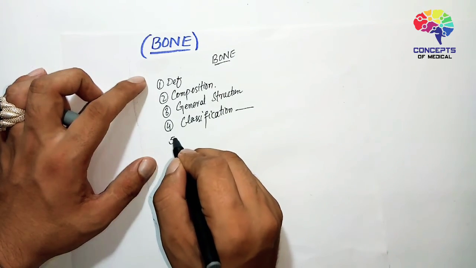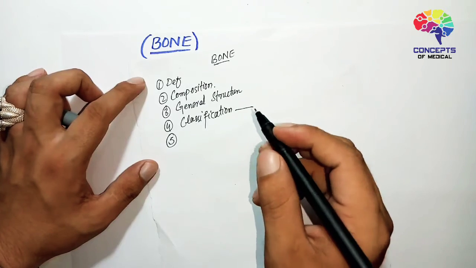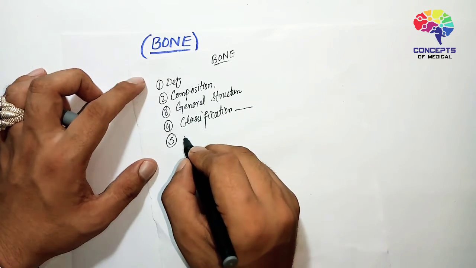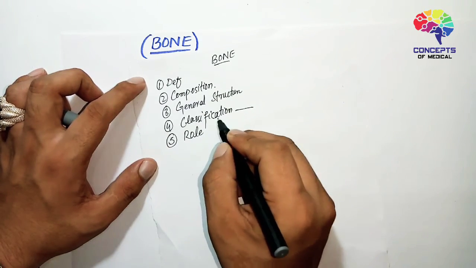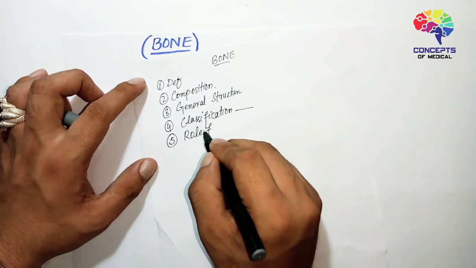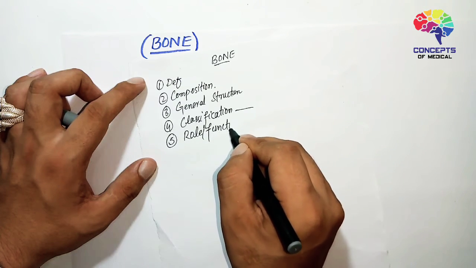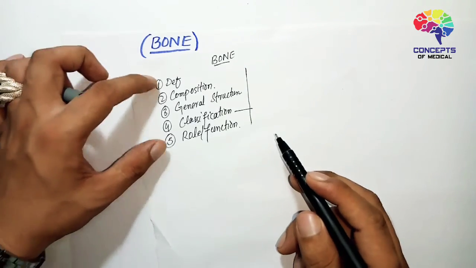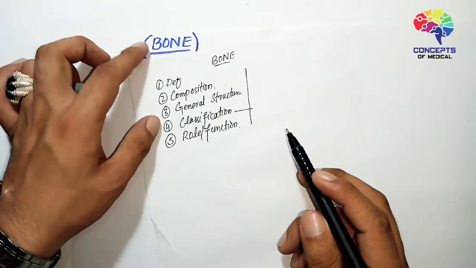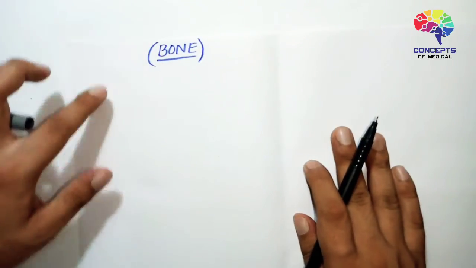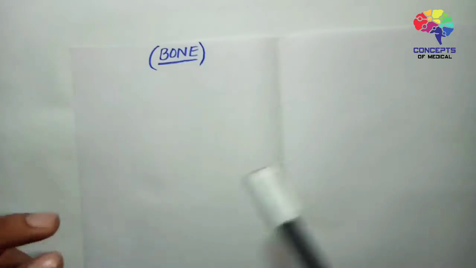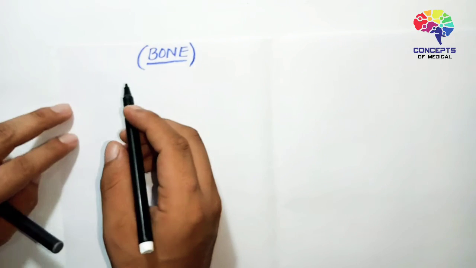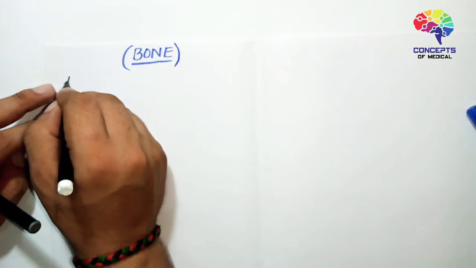And the last we will discuss the role or function of bone. So we will cover bone in all these 5 points. So let's start the video. First we will talk about its definition, what exactly bone is.